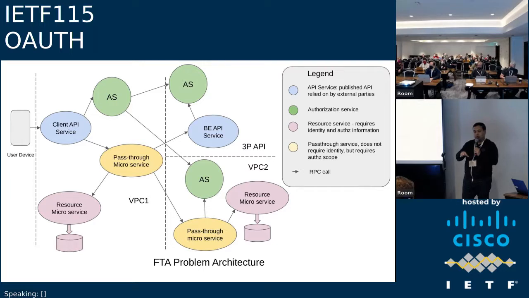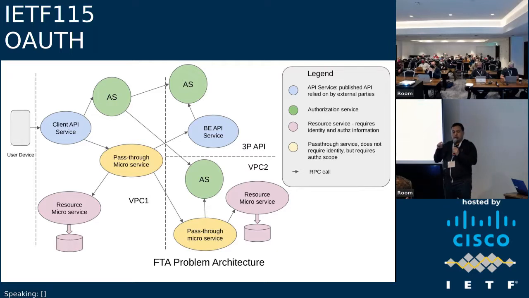And the different colored services, like the blue bubbles, represent externally facing REST APIs that can be called by publicly documented clients. And the yellow bubbles represent what I'm calling pass-through microservices. What that means is they don't necessarily need to know the identity of the user, but they can just pass that token through to a resource microservice, which actually needs the identity of the user.